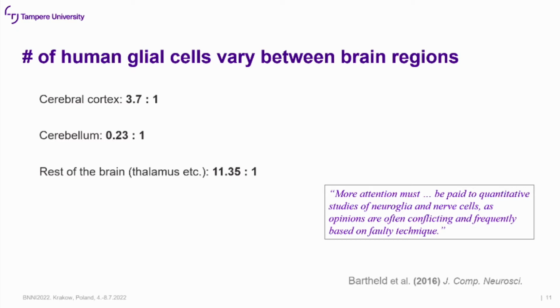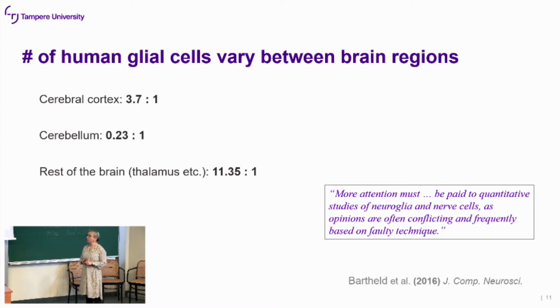So the number of human glial cells varies between brain regions. This we already know, but we don't know the exact numbers. I have taken here some estimates. For example, in the cerebral cortex, we think that it's about 4 astrocytes to 1 neuron. In the cerebellum, perhaps 0.23 astrocytes to 1 neuron. And in the rest of the brain, very surprisingly, at least to me, it's 12 astrocytes to 1 neuron.